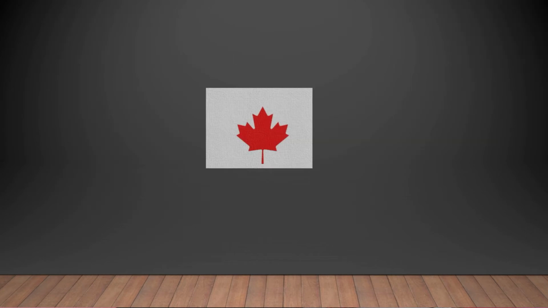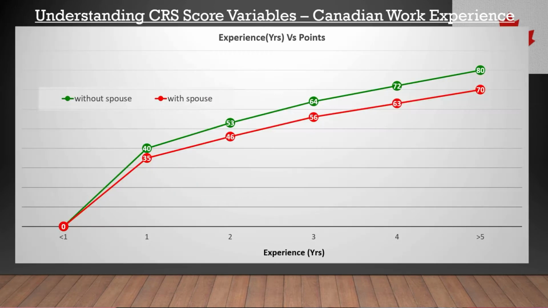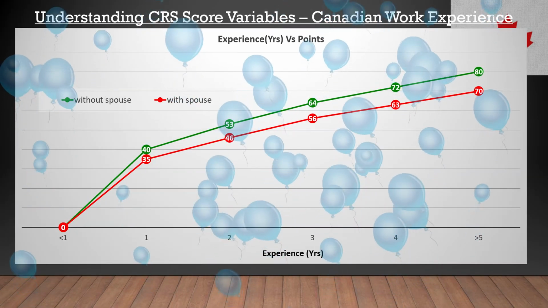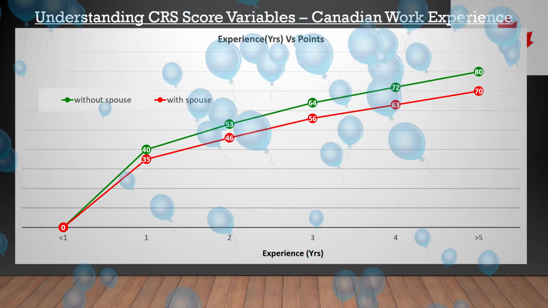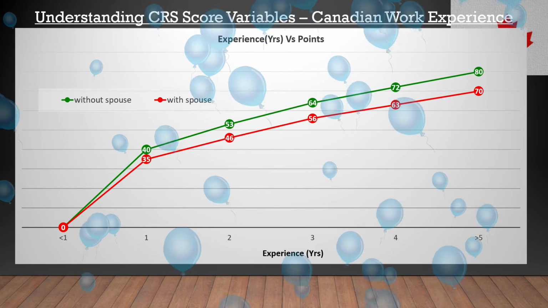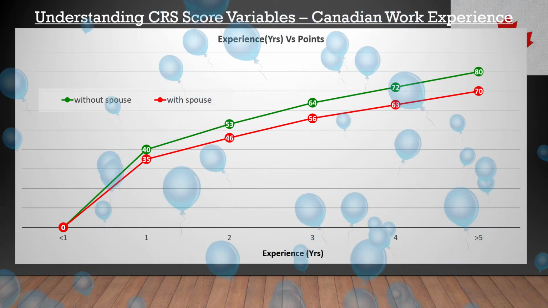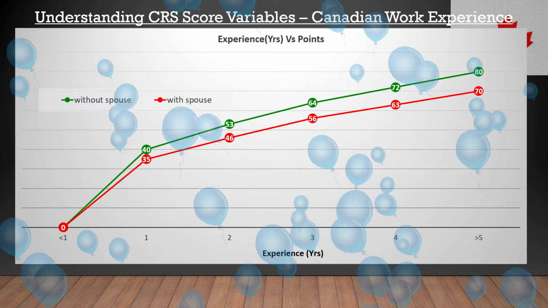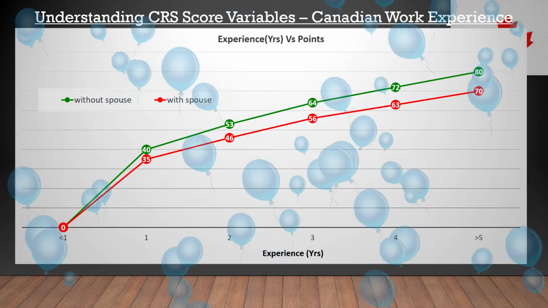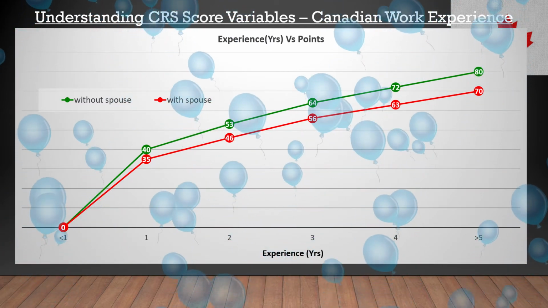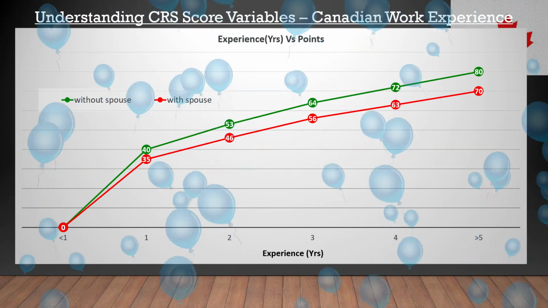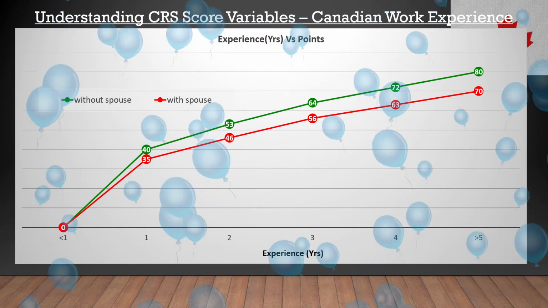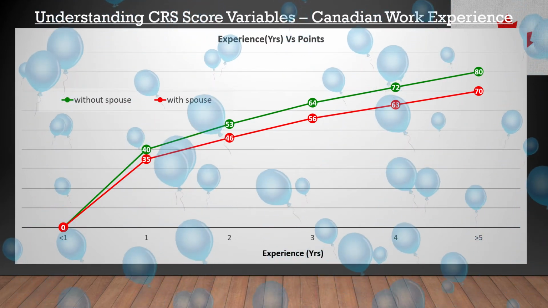Now moving on to experience in years and the points you are going to get. I have just flashed a graph for all viewers to understand it very easily. If you have 1 year experience in Canada, without spouse 40 points, with spouse 35 points. And similarly, anything more than 5 years of experience in the last 10 years in Canada will contribute 70 points with spouse and 80 points without spouse. So this particular Canadian work experience will be required if you are applying for Canadian Experience Class.